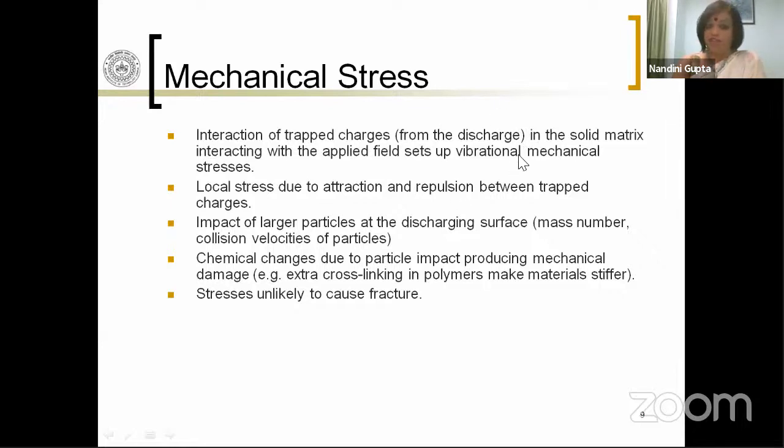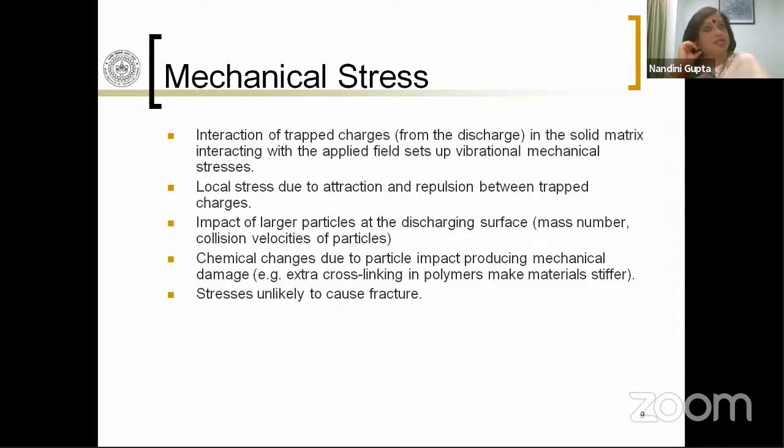There might be vibrational mechanical stresses. There might be attractive and repulsive forces between the particles, which may cause the surfaces to be attracted. There might be larger particles, not trap particles, I'm talking about the particles in the discharges, larger particles may be able to impact and actually erode the surrounding dielectric material. They may have sufficient energy to erode material from the neighboring dielectric surfaces. And of course, chemical changes can also happen.